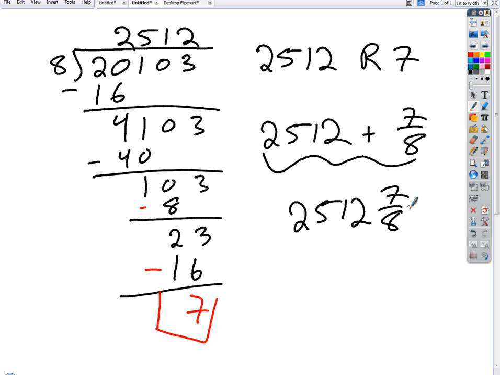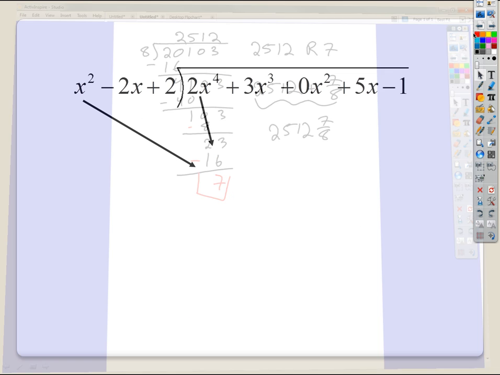2,512 and 7/8. But "and" means plus. Really, it means plus. It means we're adding that additional fraction to the part that worked out nicely. This is how many times 8 divided evenly into our big number, but we had to have a little bit left over for our fraction. That's the same thing we're going to see with polynomials.